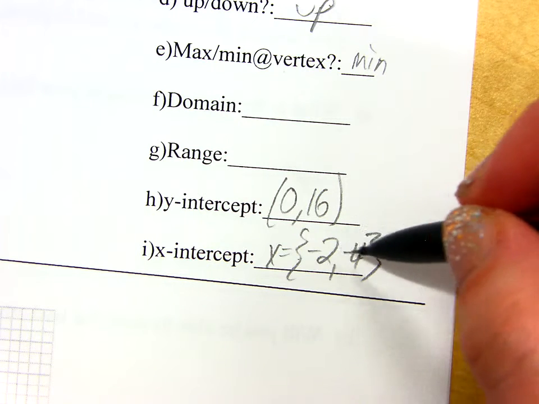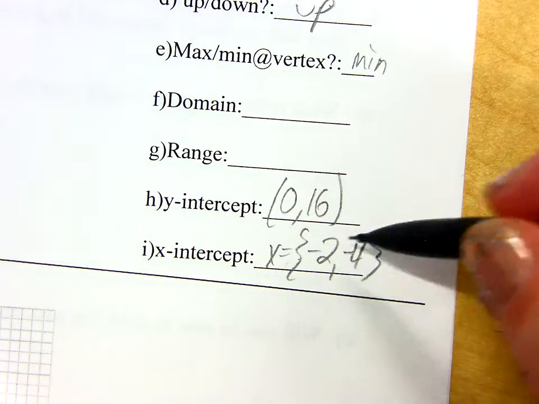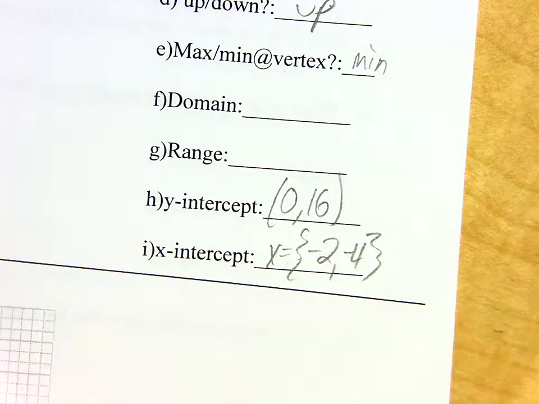Anyway. So, squiggly brackets, because I'm literally just listing. I could have put -4, -2. Order doesn't matter, right? I'm just listing my answers. Here's all the places across the x-axis.